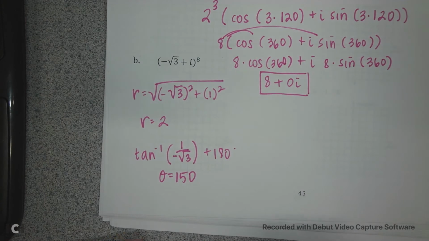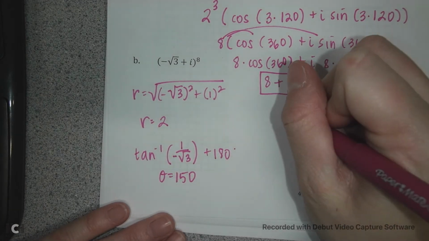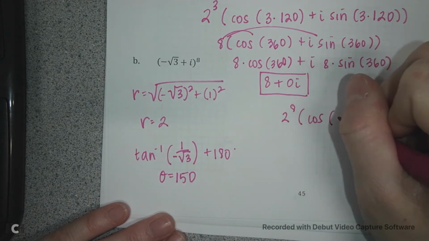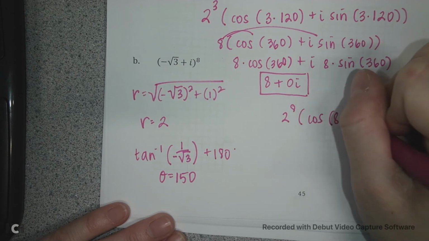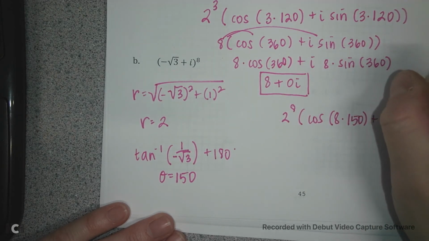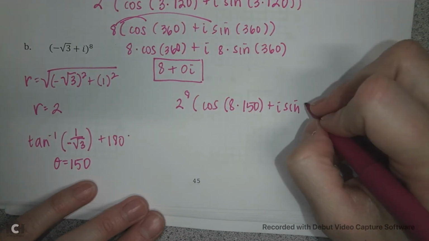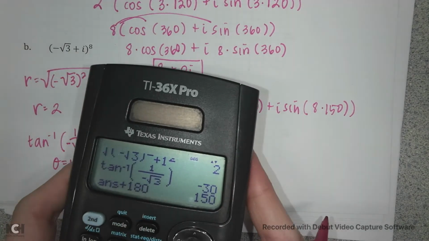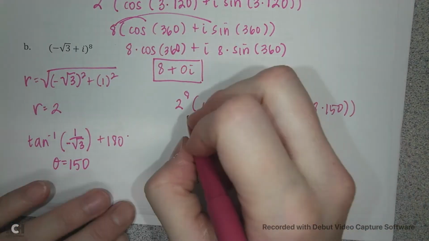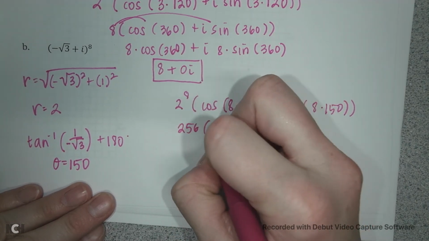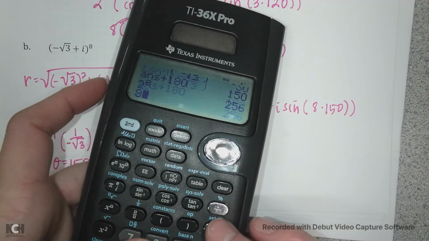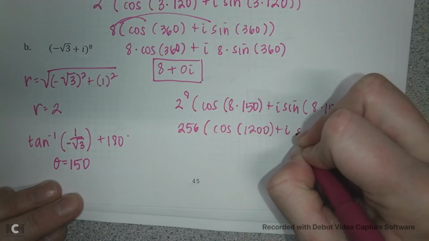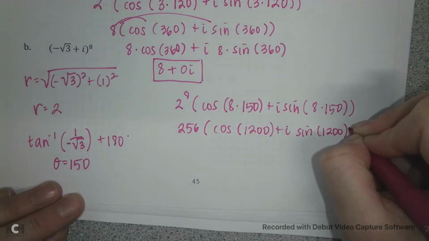So the same idea here. We have 2 to the 8th power times cosine of 8 times 150, plus i sine of 8 times 150, and then we are going to simplify. So 2 to the 8th is 256, and then it'll be cosine of whatever 8 times 150 is, which is 1200, and i sine of 1200.